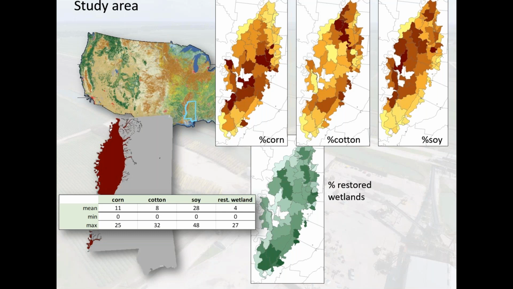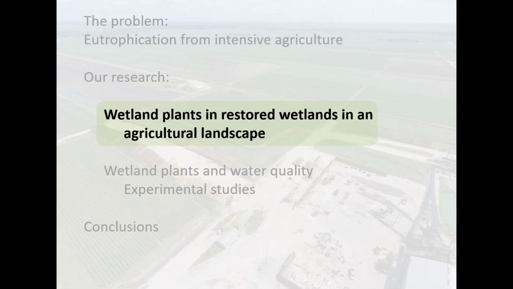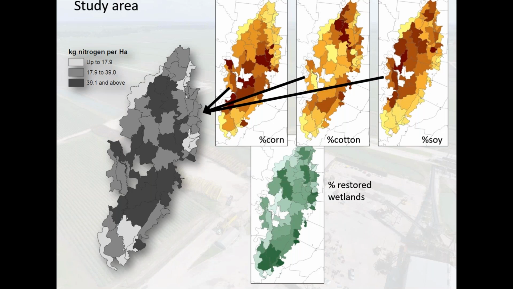If we look instead at restored wetlands, we see a little bit different picture, where on average about 4% of these hydrologic units or watersheds is in restored wetland land cover, again with a minimum of zero and a maximum of about 27% in a few of these watersheds. And if you look spatially at the relationships, typically we see a higher percentage of restored wetlands where there's a lower intensity of agriculture within the system. Again, we were interested in the restored wetlands within this agricultural landscape, and trying to determine the wetland functionality or wetland services that may be provided by these.